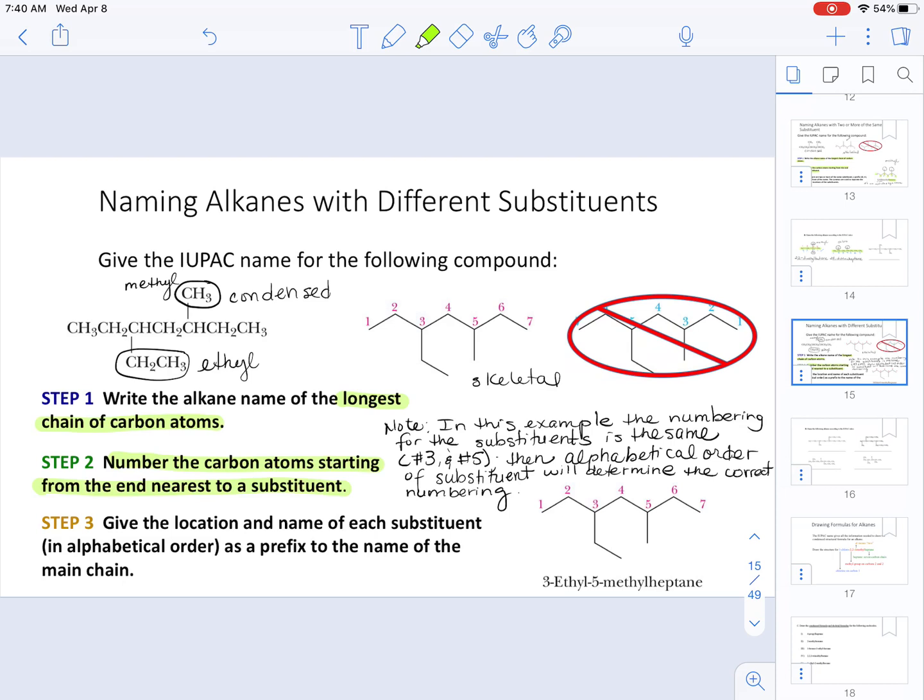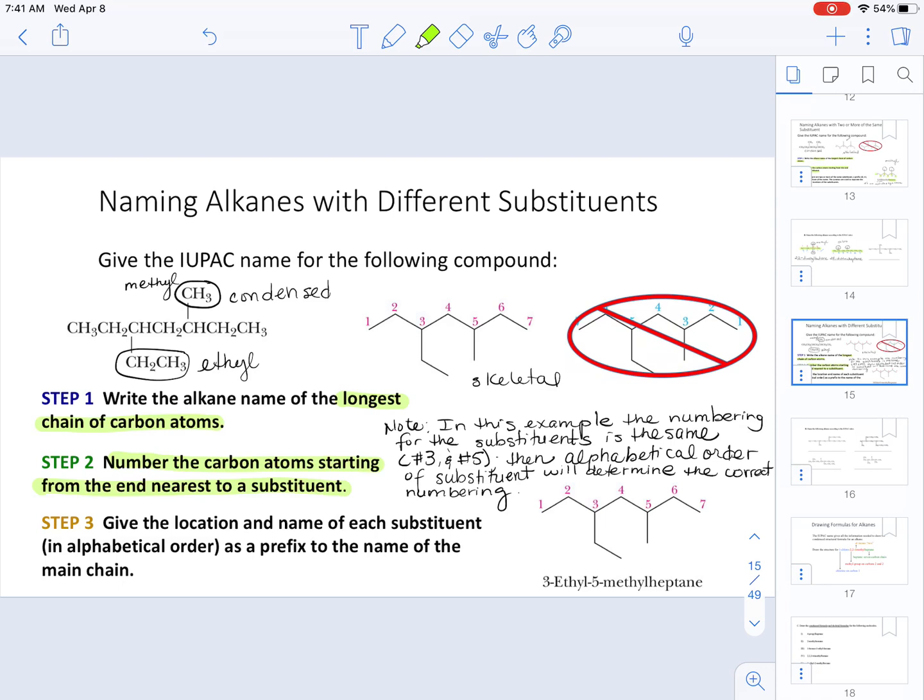In this example, in the slides, because the numbering is the same, alphabetical order is going to break the tie. Then we give the location and the name of each substituent in alphabetical order as a prefix of the name of the main chain. And as you can see, for this compound, the name is going to be 3-ethyl-5-methylheptane.